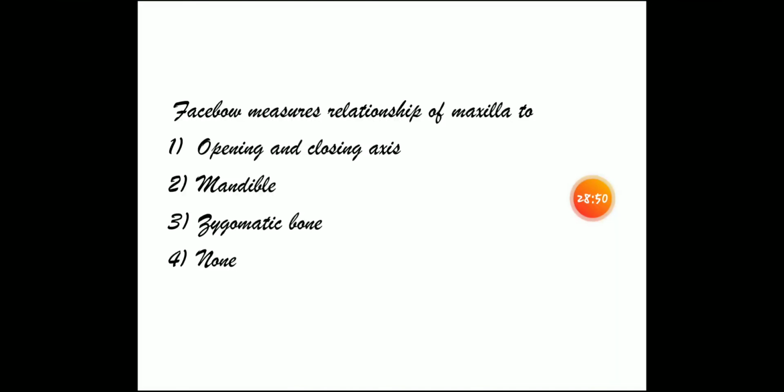And sorry, one last question. Face bow measures the relationship of the maxilla to: opening and closing axis, mandible, zygomatic bone, none. So now it is very clear, it is THA. Whenever THA is given, that is the opening and closing axis, then it should be marked. Okay, face bow measures the relationship of the maxilla to the opening and closing axis.